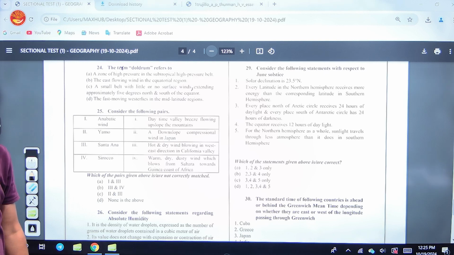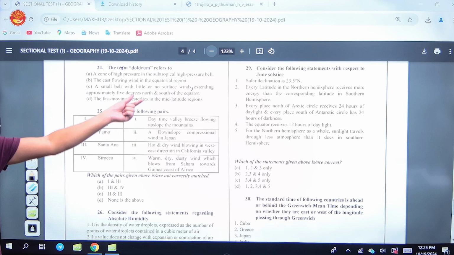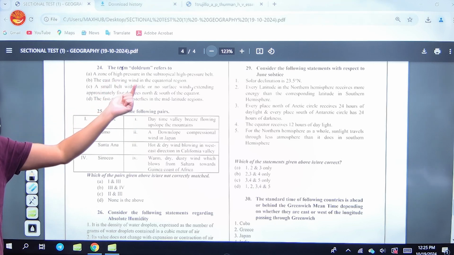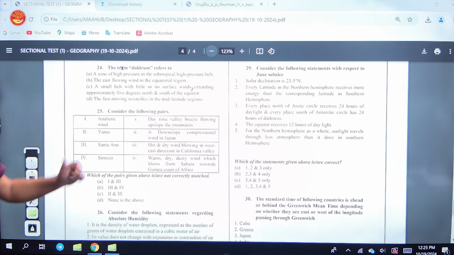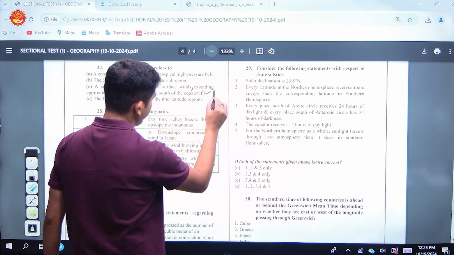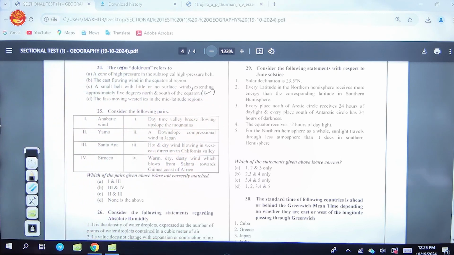Very light winds or no winds at all, and they extend from that particular zone, from 5 degrees north to 5 degrees south of the equator. So option C is the correct fit.